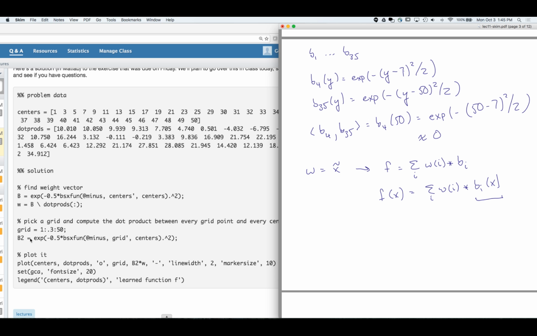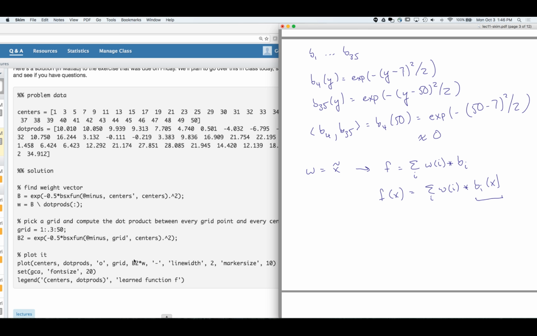And now what I'm doing here is evaluating, this line is exactly the same as this line, except I replaced centers here with grid. So what I'm doing is evaluating every basis function, one for each center that I have, at every grid point that I'm interested in plotting. And then here we just plot it.